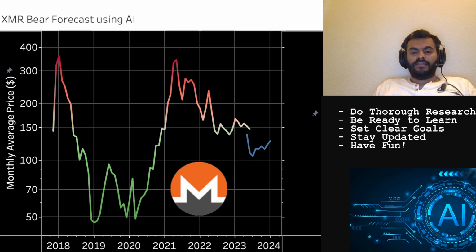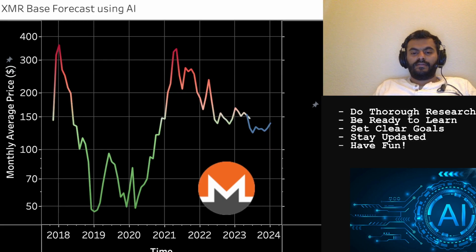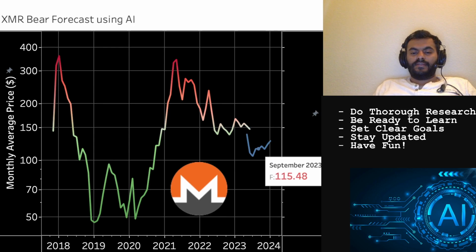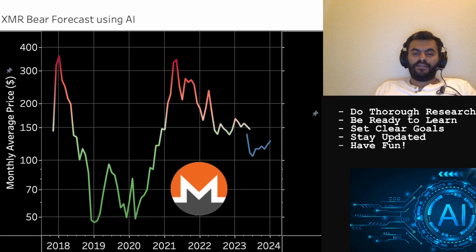I would like to summarize it. For the base case, it's a crash till July, then move sideways till the October-November timeframe, and rally in December-January. The bull case is for a high in September, higher than January, then test it out in the October timeframe, and then rally again in November, December, January. The bear case is basically to go to 110 US dollars at a monthly price, then move sideways till November, and then rally in December, January. So these are all the forecasts.